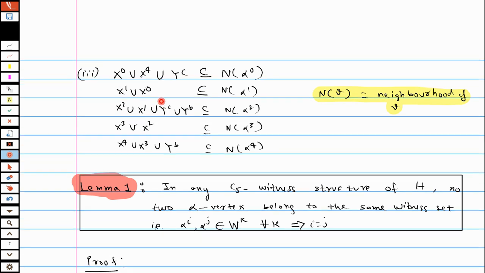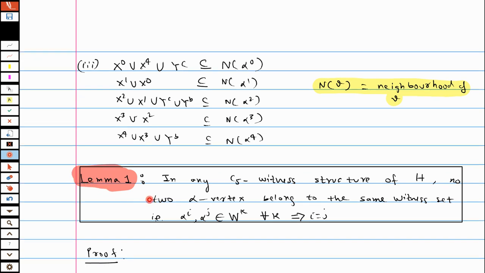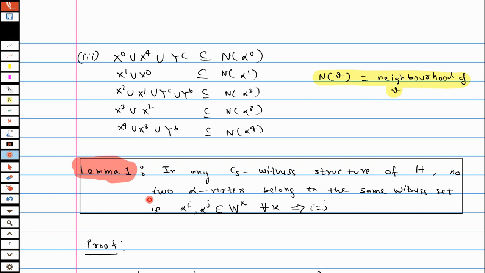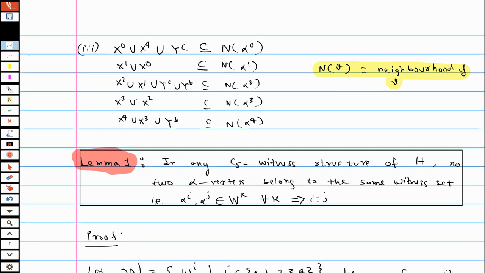So this is the main lemma that we want to prove. If we prove this lemma, then the proof of equivalence of the reduction is very easy. So what is this lemma? In simple words, it says that if H is C5 contractible, and let's say W0, W1, W2 and so on are the witness sets of that contractibility, then each of these witness sets contains exactly one alpha.